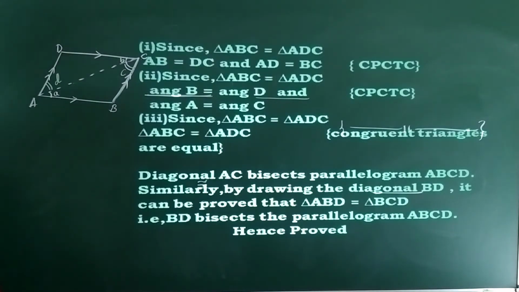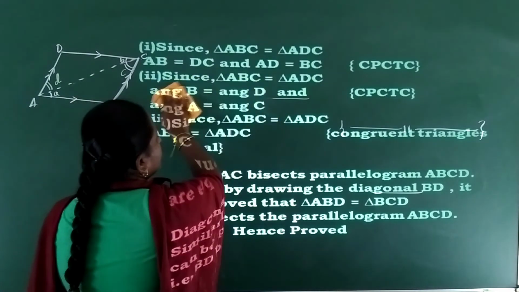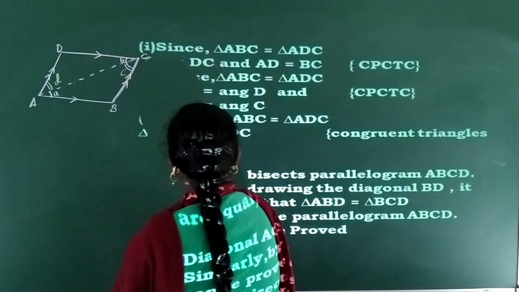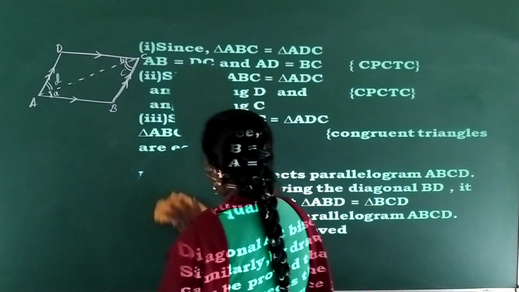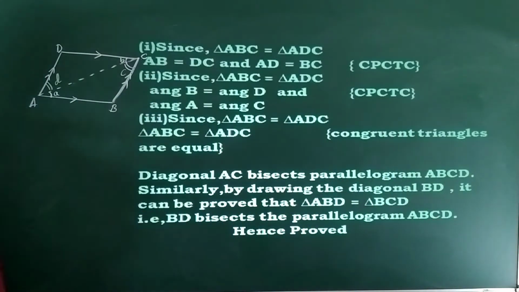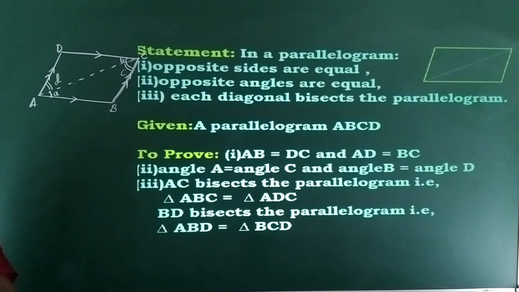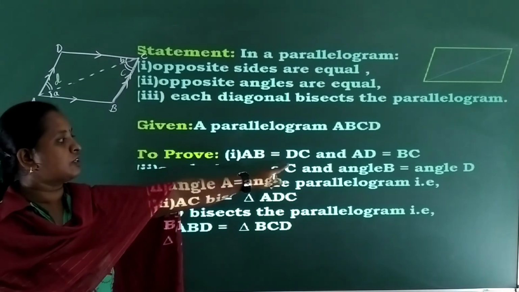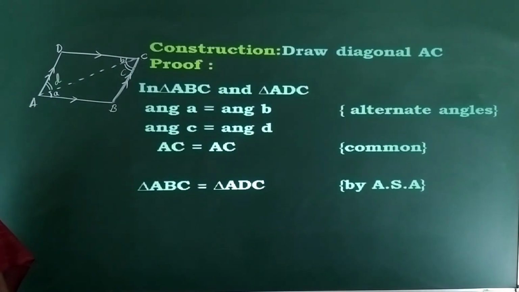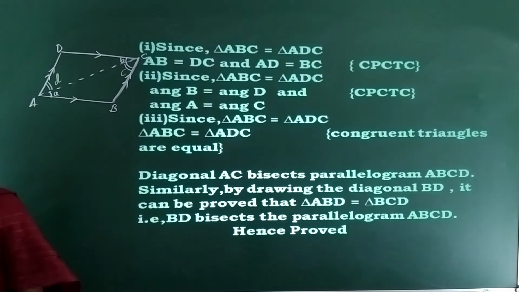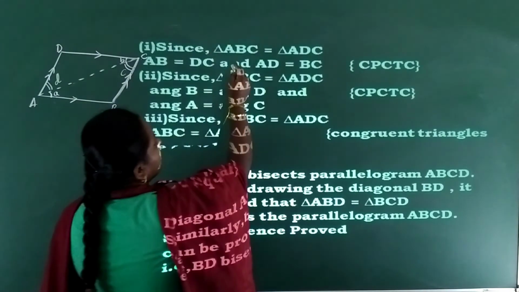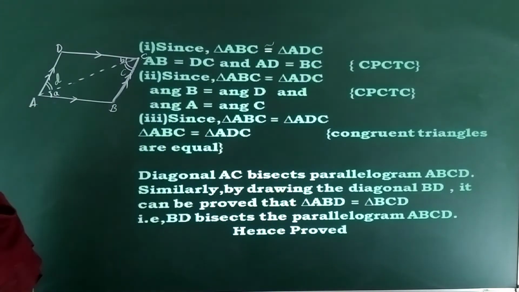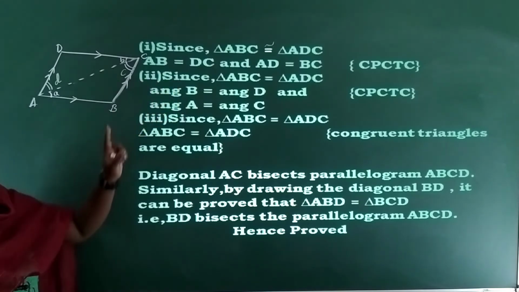First one, what is there? First one is that opposite sides are equal. Correct? We have to prove this one: AB is equal to DC and AD is equal to BC. Let them see, children. How we have to prove? Since triangle ABC is congruent to triangle ADC, by keeping that one, we can prove.